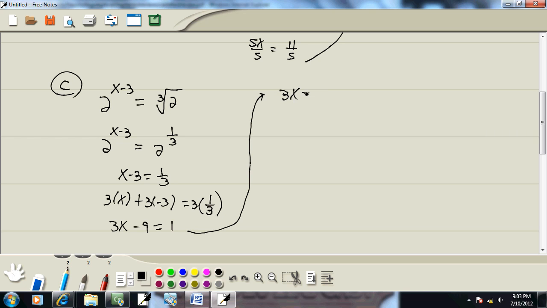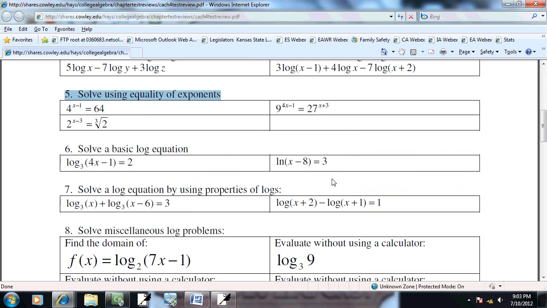Now I get everything with an x on one side, numbers on the other. So I'll take negative 9 to the right side and becomes a positive 9. Combine numbers on any step. 1 plus 9 is 10. And last step, divide both sides by the number in front of your x, which is 3. And I get x is equal to 10/3. And that's our answer. And I think that's the last one there. Yeah, it is.